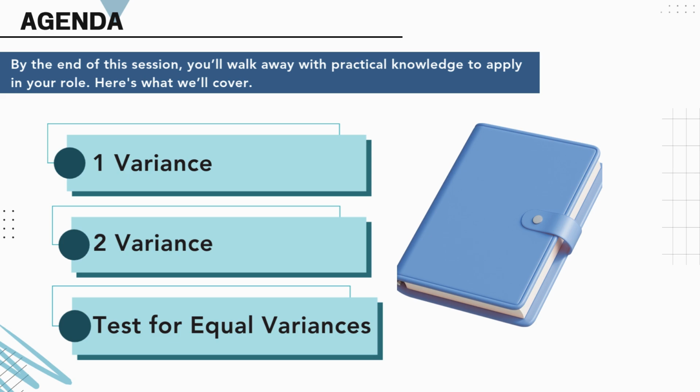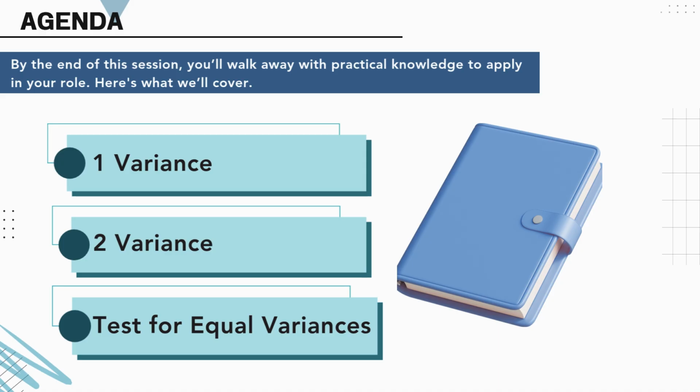1. One-variance test. We'll start by understanding how to analyze the variance of a single dataset. This includes situations where you're trying to determine if the variation in your data is acceptable or not. 2. Two-variance test. Next, we'll move on to comparing the variances between two datasets. This is crucial when you're assessing consistency between two processes or groups.